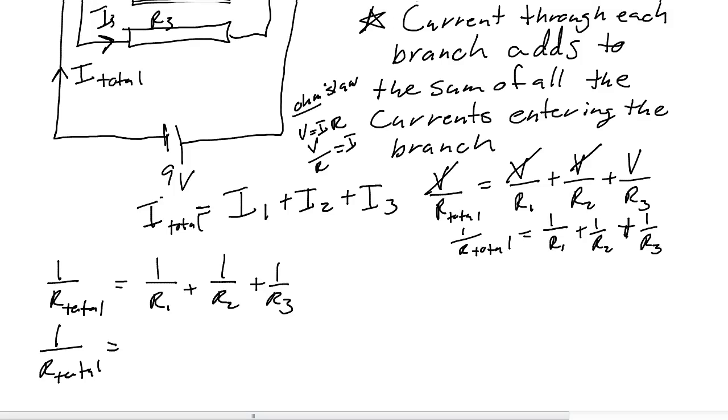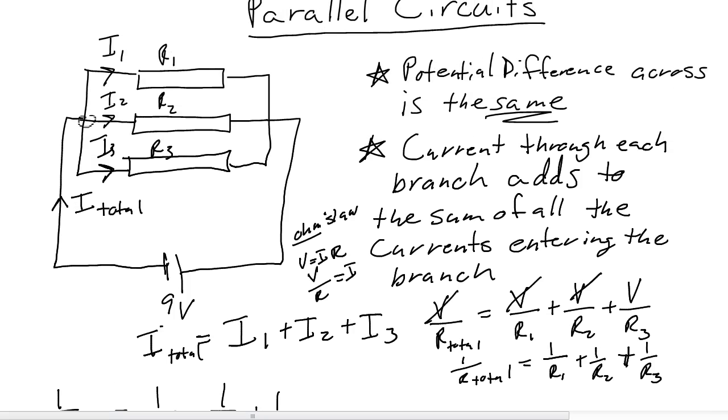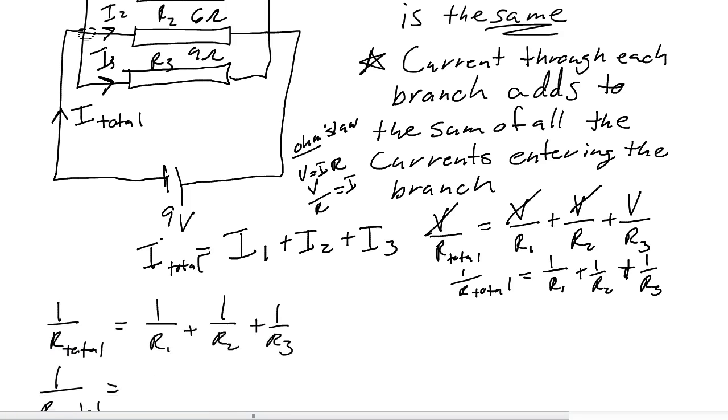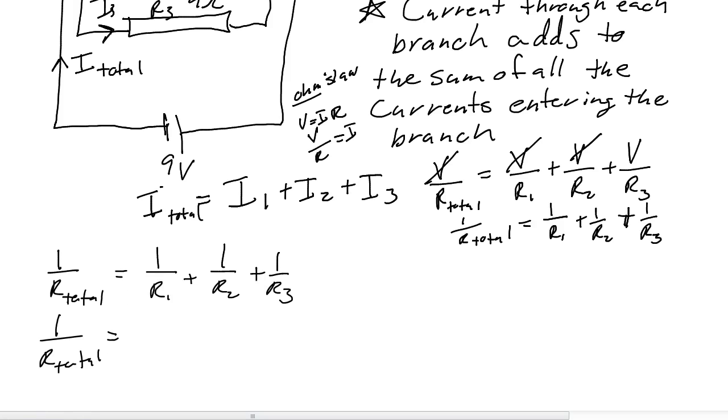I'm going to assign some numbers to my resistors. I'll say R1 is, we'll use the same numbers as we did in the previous video, 3 ohms, 6 ohms, and 9 ohms. Okay? And I'm doing this because you'll see there's a big difference between parallel and series circuits when you do this. So R1 was 1 over 3, or 3. R2 is 6.